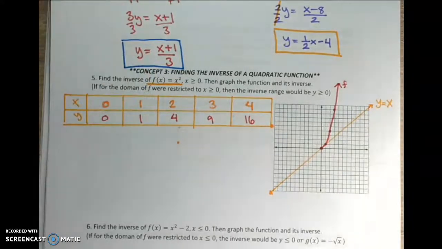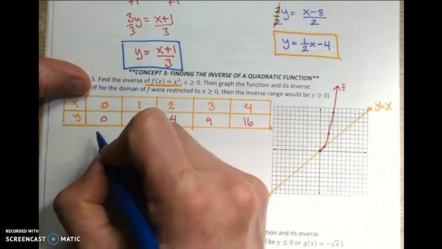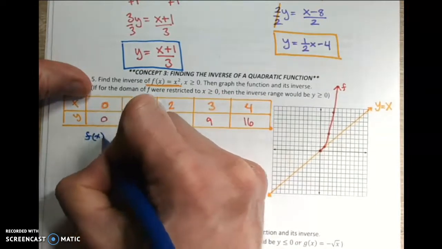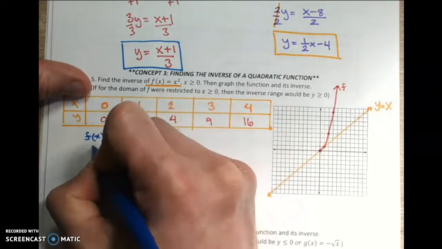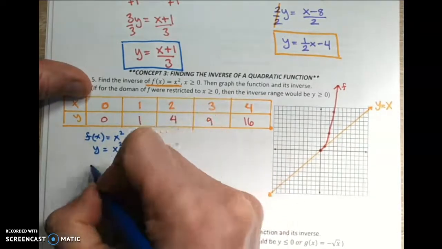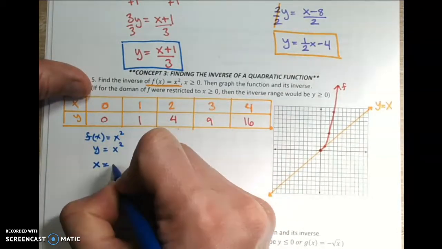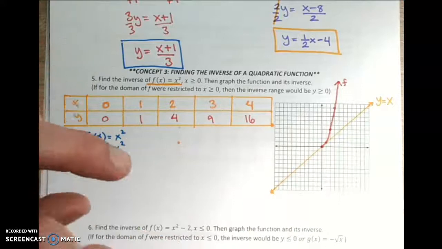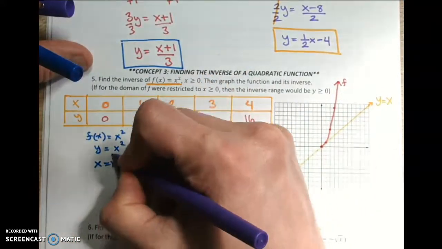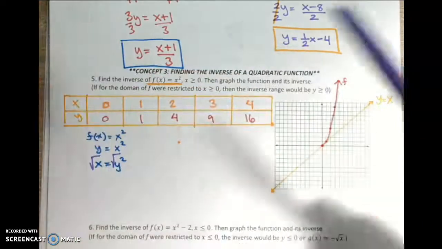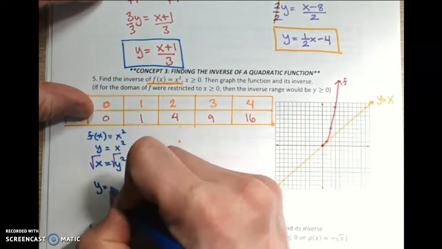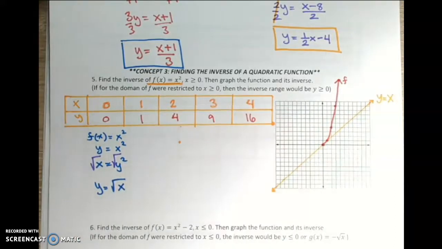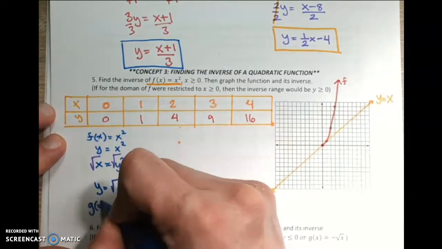My f graph. Okay. Now, if I find the inverse, right, I can say f of x equals x squared, and I could say y equals x squared. And then if I flip the orders, I say x equals y squared. And in order to solve for y, I'm going to take the square root of both sides of the equation. And now I get y is equal to the square root of x. Alright, good. So now we know, and I'm going to name it g of x, just to name it something else.